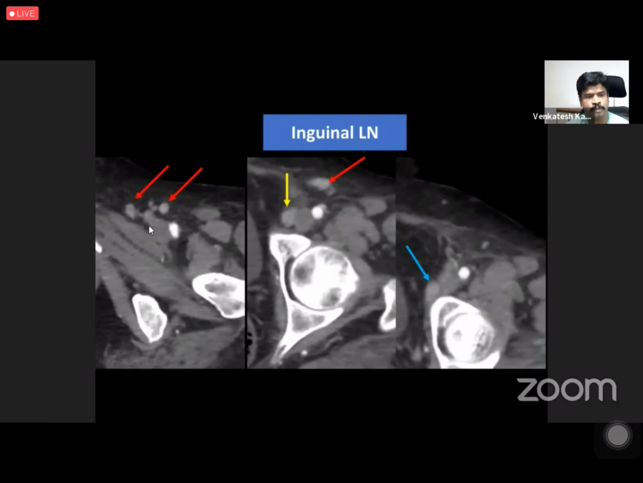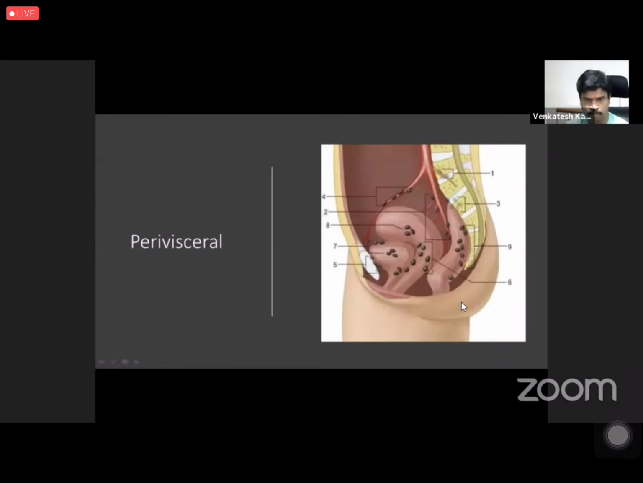In this case, multiple lymph nodes are seen adjacent to the great saphenous vein, and this is the superficial femoral vein. So this falls under the superficial inguinal group of lymph nodes. And this is the lymph node located just medial to the common femoral vein within the femoral sheath. That is the deep group of the inguinal lymph nodes. And here you can appreciate the origin of the inferior epigastric artery, and the lymph nodes seen deep to that fall under the external iliac group of lymph nodes.